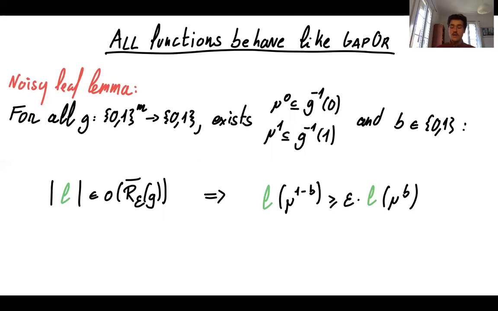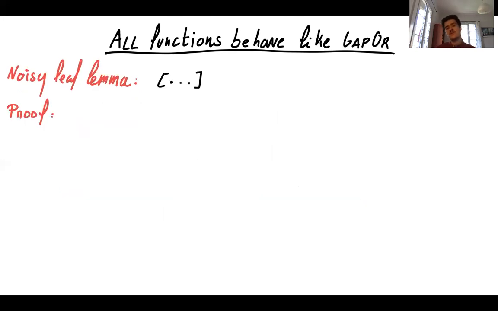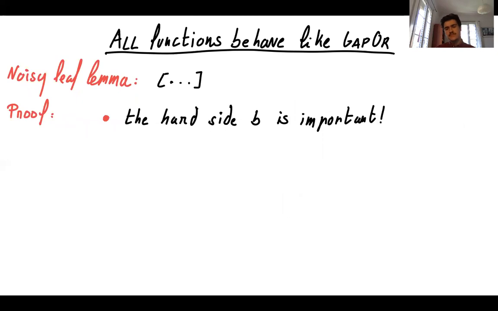Okay. So a few remarks about this lemma. So first of all, the hard side B is important, right? We've seen with gap OR that the hard side B is 0, and it couldn't be 1, because any leaf that is looking for a positive literal would have literally 0 chance of coming from mu0, whereas it would have some chance of coming from mu1.